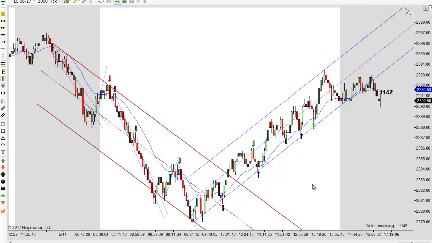And if you just wait, you might have to be patient, but if you just sit and wait on prices to come back to key entry points, and you wait on a setup, you can really improve your trading results. So keep that in mind.